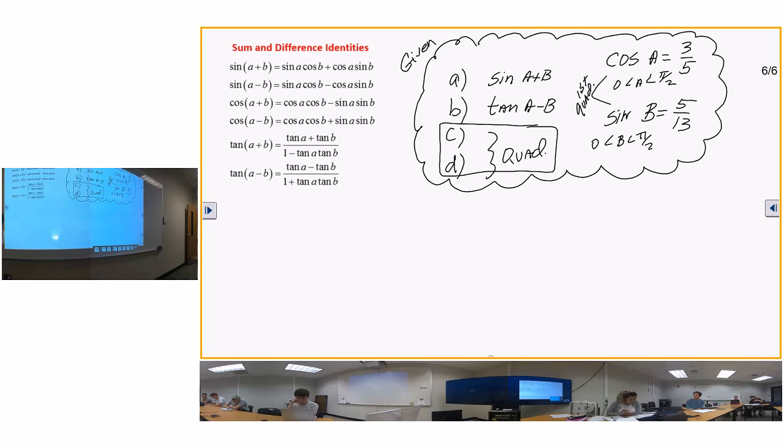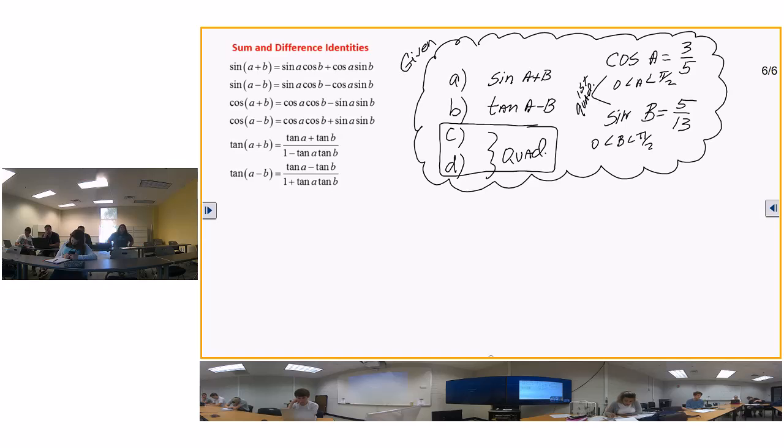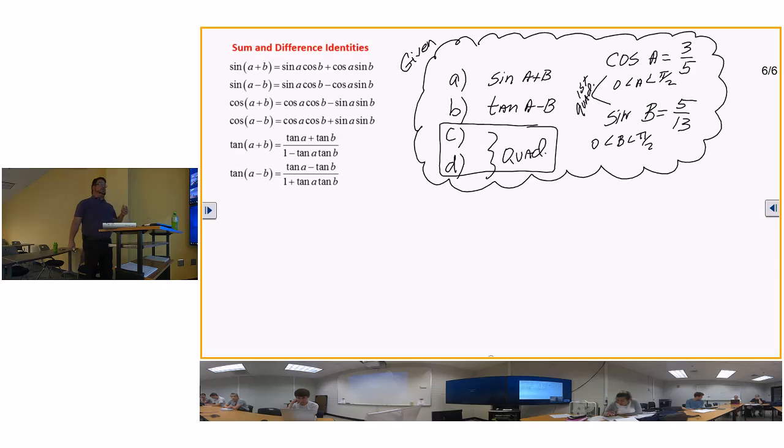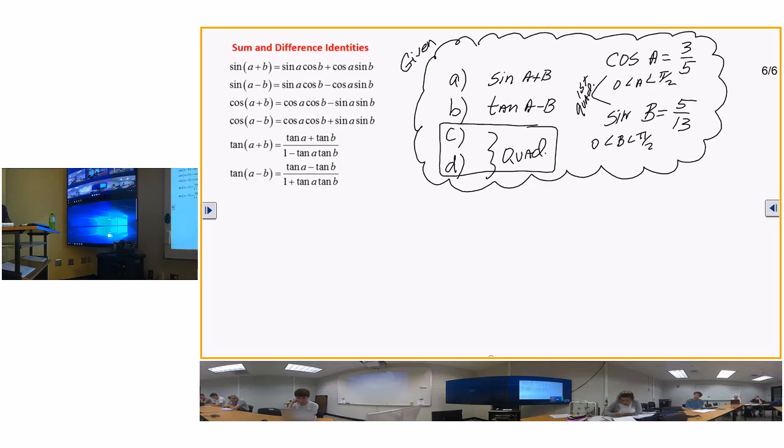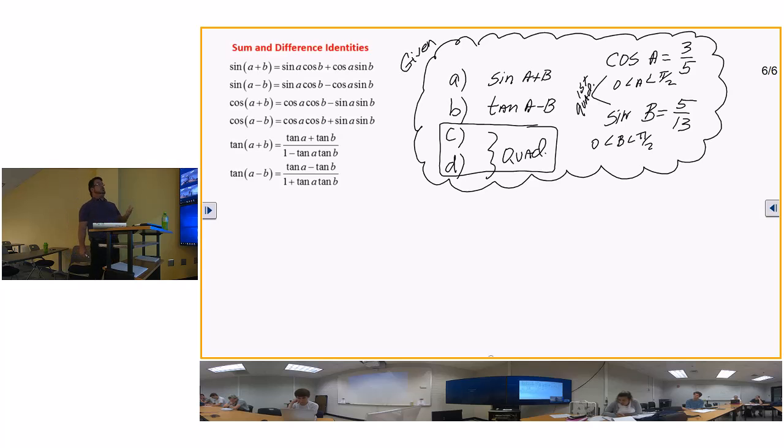It's in quadrant 4. C and D is kind of redundant, so that's why I'm not really worried about C and D. I just want you to be able to do A and B.